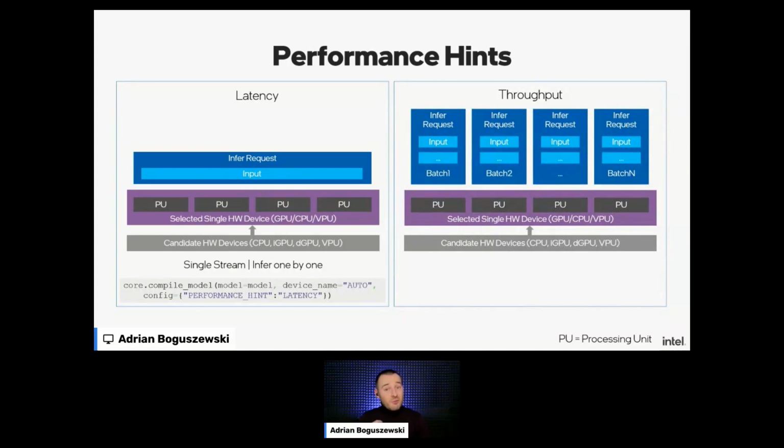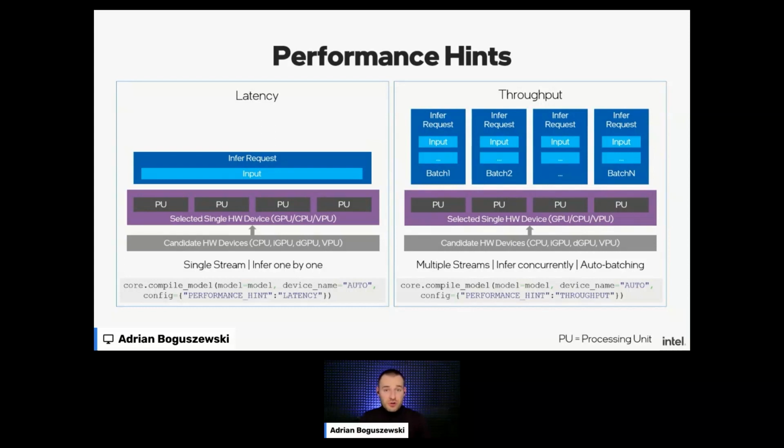Auto will select, once again, one device, the best for throughput, and will create multiple streams, in that case, to infer concurrently with auto-batching. How to use it for throughput? The same: provide an additional config, performance hint equals throughput.